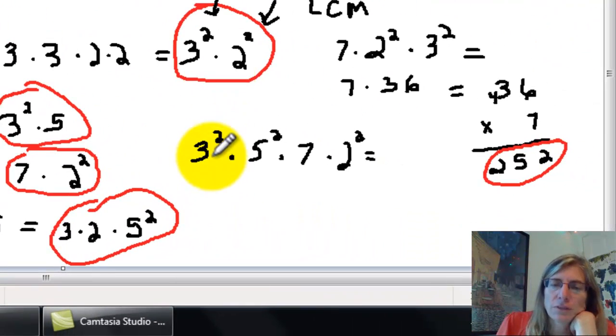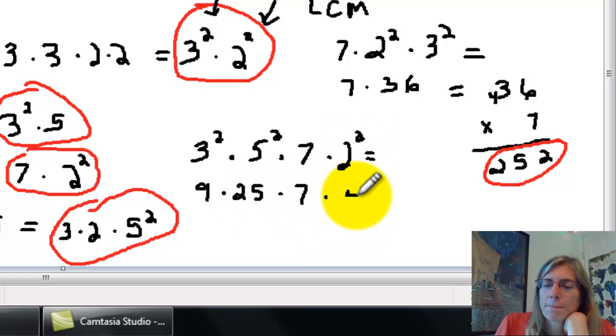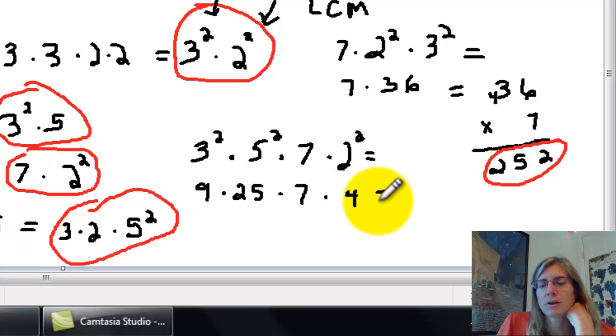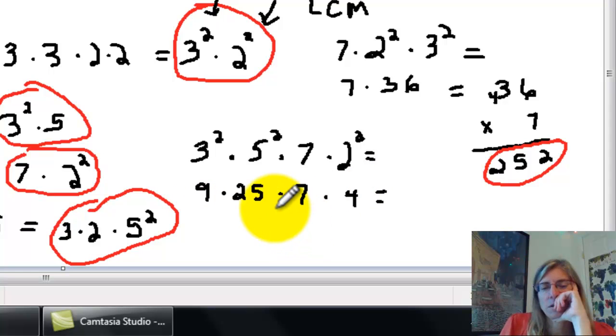So I'm going to work this one out a little more carefully. 3 squared is 9. 5 squared is 25. I'm just bringing the 7 down. 2 squared is 4. Okay, so now we got rid of all of our exponents. I'm just going to split it into, let's see, 25 times 4 is 100. So I'm going to write that down, and then I'm going to do 7 times 9, which is 63.